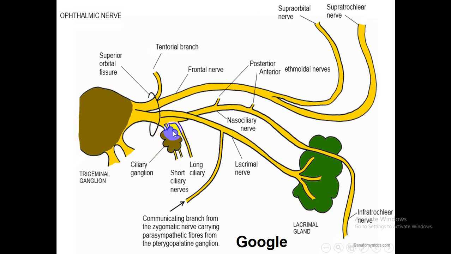This is number 1. Number 2, long ciliary nerves. These are usually 2 and pass along the medial side of the optic nerve to the sclera and supply sensory fibers to the eyeball except the retina.